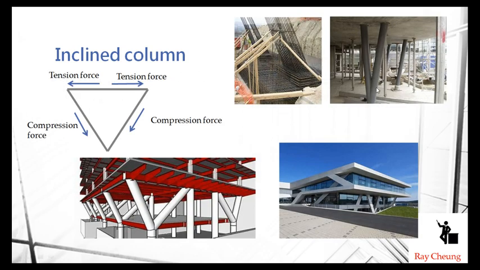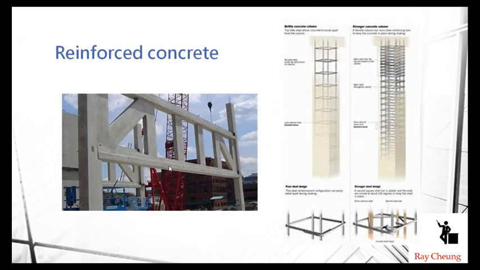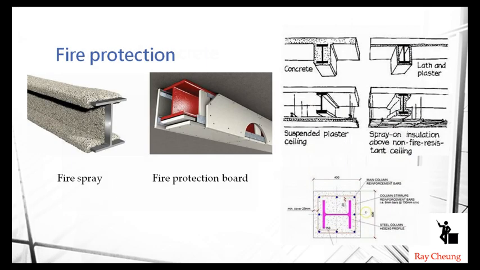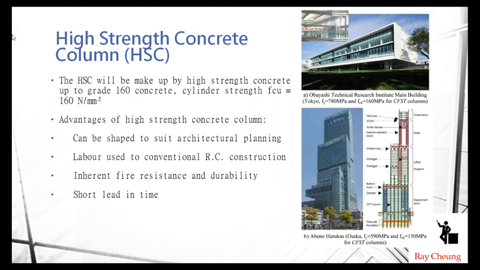This is the final output of the V-shaped column. You can see many of these nowadays. And this is some steel truss made by concrete, not steel. Remember, if you do steel columns, we need to have fire protection board or concrete to make sure there's fire protection for the steel.